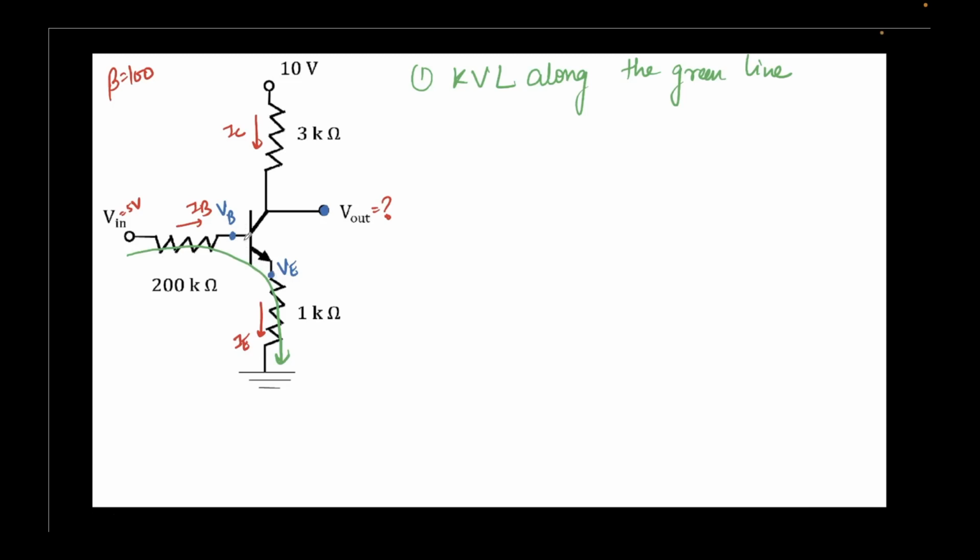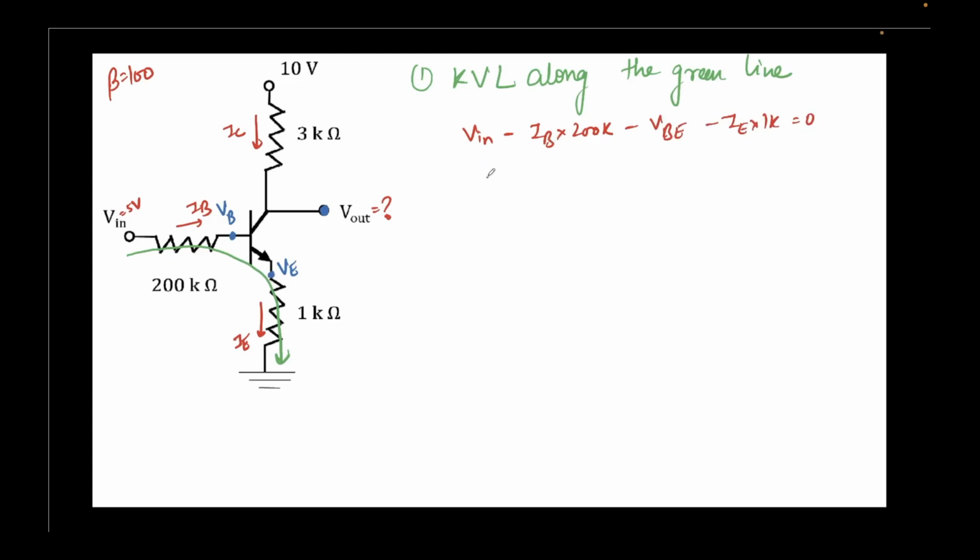This was given in the question, by the way, and in forward active we assume it to be 0.7 volts. So we'll just apply the KVL across the loop and let's see what it comes to. I'll write the KVL expression: Vin minus IB times 200K minus VBE, note this drop we have reached here now, minus IE times 1K, which is equal to 0. This is the simple expression.